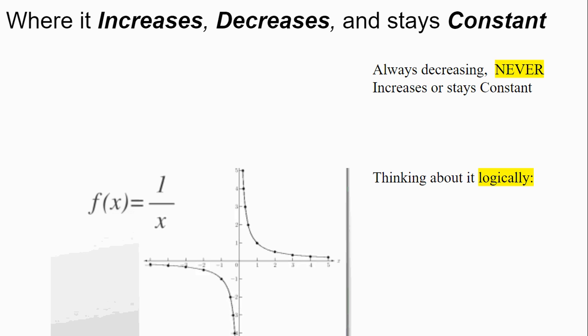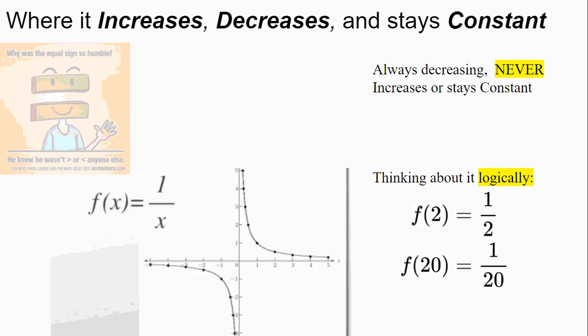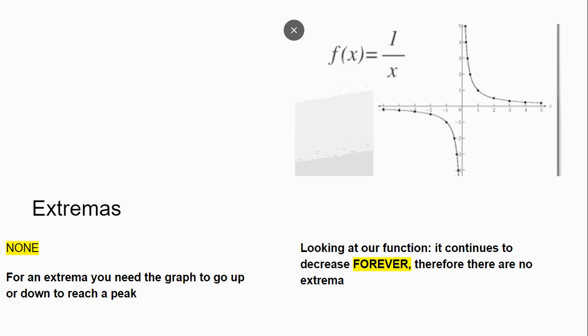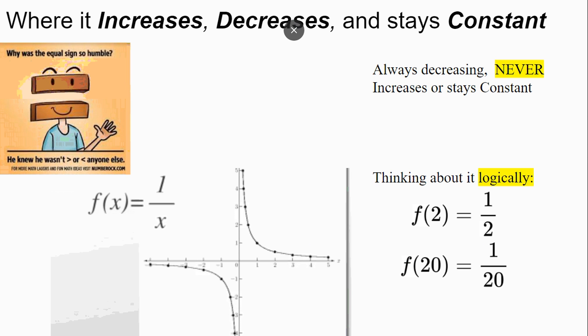But if you think about this logically, when you put, for example, f of 2, you get 1/2. And since this is a fraction, as the numbers get larger, when you have f of x is 1 over 20, then that's 1/20th, and that is much closer to the x-axis because it's getting closer to 0 as the numbers increase. Sorry, I was writing.